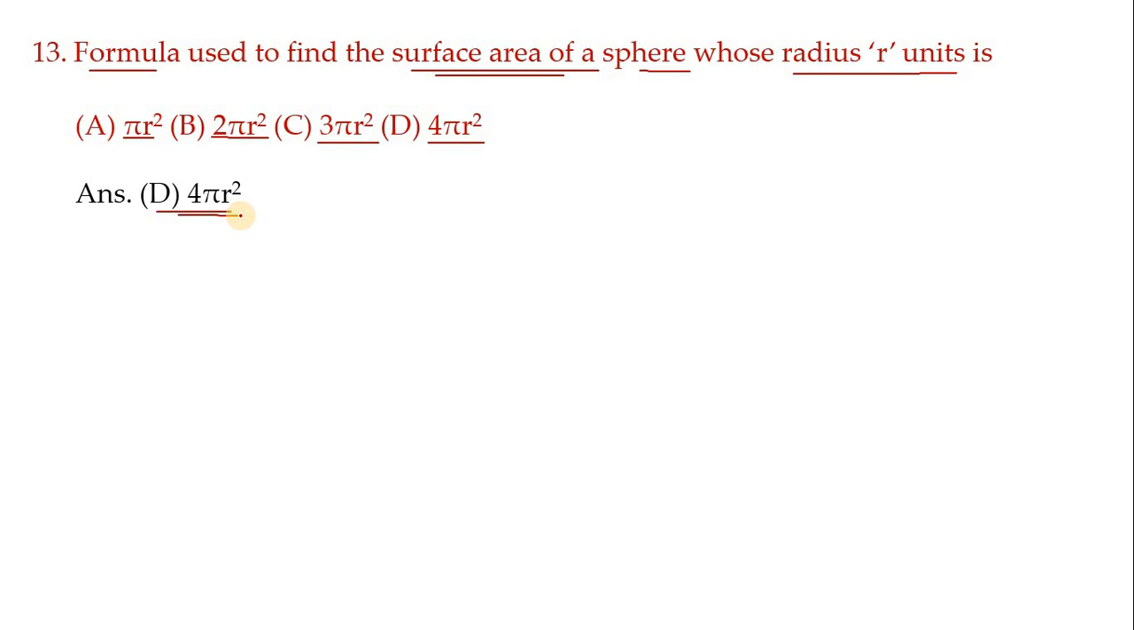Children, here I wanted to convey one more important thing. See, pi r square is area of the circle. 2 pi r square is CSA of hemisphere. 3 pi r square is TSA of hemisphere. So 4 pi r square is TSA of sphere. If you keep in this order, pi r square, 2 pi r square, 3 pi r square, 4 pi r square in your mind, these 4 formulas can easily be learned. So move on to the next one.